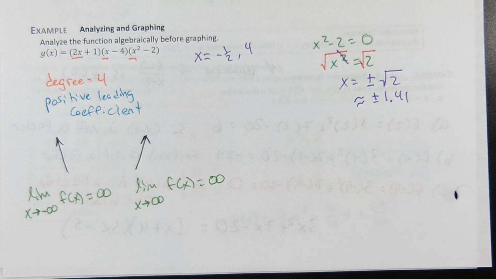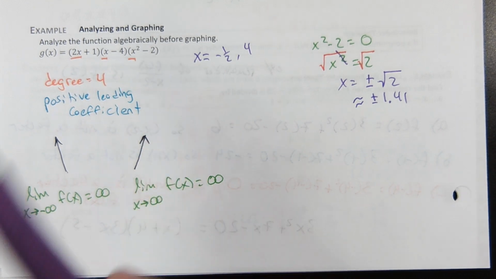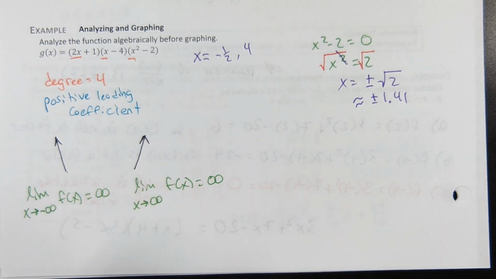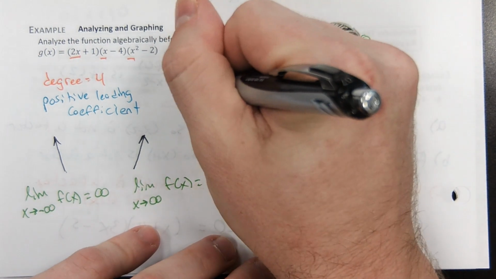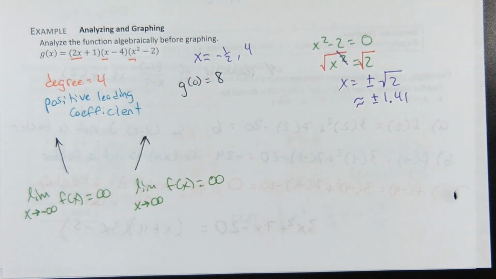If you wanted one more piece of information, you could replace all of your x's with zeros to figure out what your y-intercept is. It would be 1 times negative 4 times negative 2. 8. If you wanted to know.